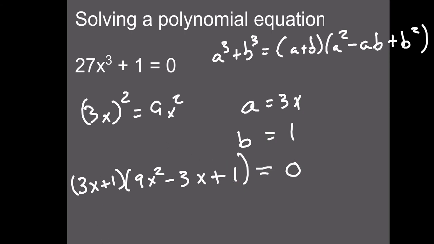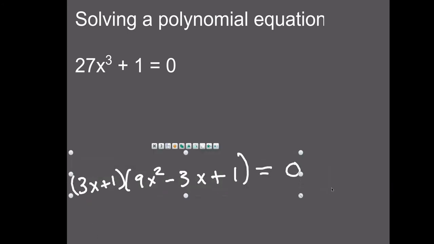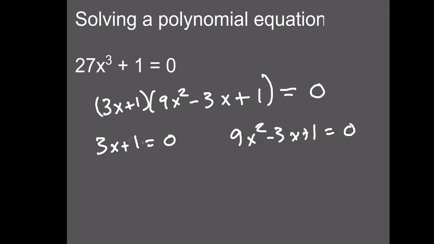So if we want to solve this polynomial equation, we now have two factors, and we know from quadratic equations with factoring that any place where the factors are equal to 0, the entire equation is equal to 0. So 3x plus 1 equals 0, or 9x squared minus 3x plus 1 equals 0. If you have a solution to either of these two equations, it is also a solution to this equation.